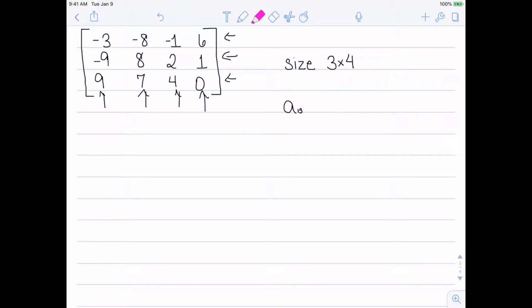The next thing I want to know is what's in entry a13. So we start with row 1, that's this top one right here, and column 3. So that would be -1. So a13 is -1. Now let's find a21. So 2 means row 2 and 1 means column 1, and that gives us -9. So a21 would be -9.